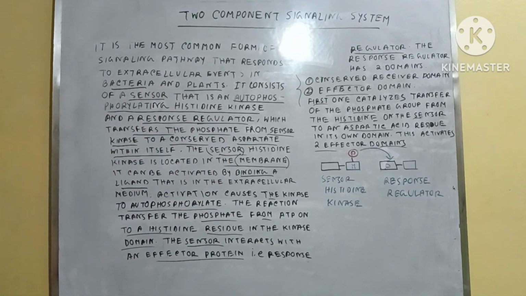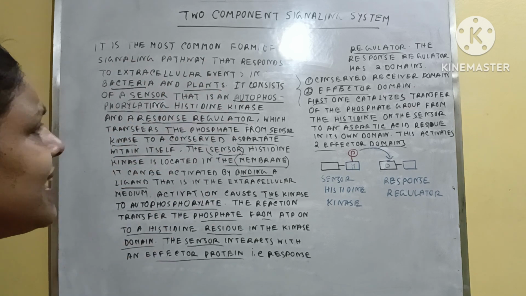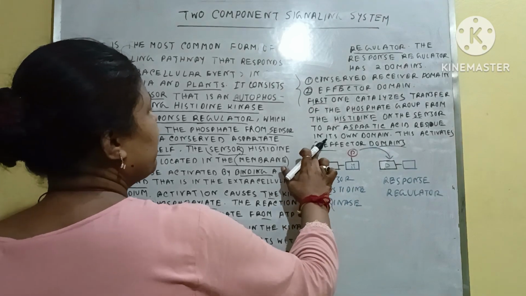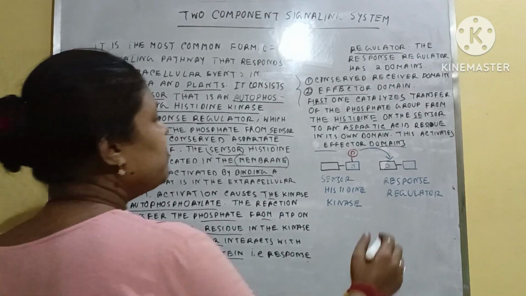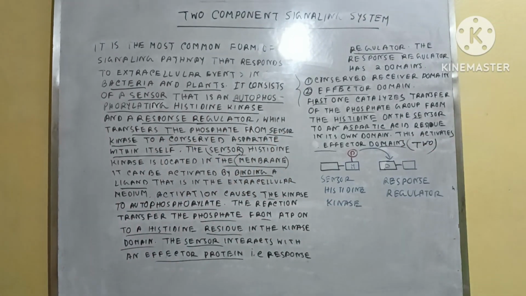So first is the conserved receiver domain. That is the most important domain because it helps in catalyzing the transfer of the phosphate group from histidine to aspartic acid. And due to this catalysis, the second, the effector domain, becomes activated. So here two domains are present, and that's why we have to write 2.